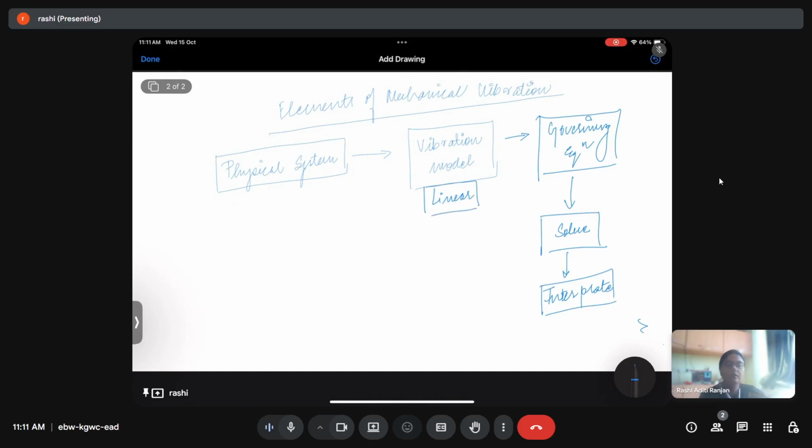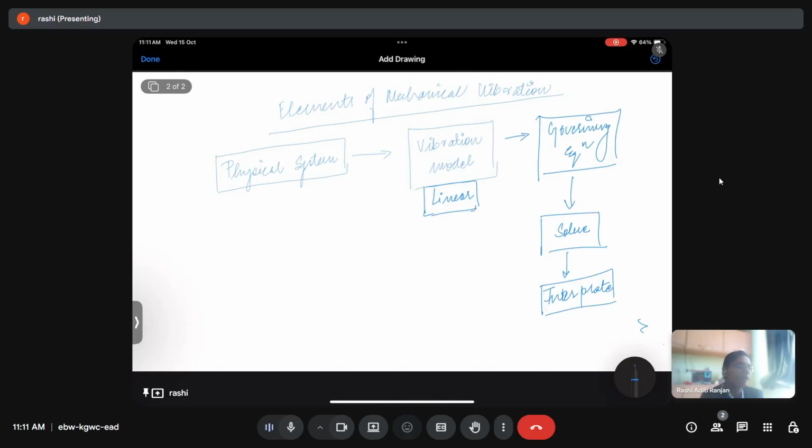We're not going into the non-linear part because then it becomes a more difficult case and it is still evolving. The non-linear vibrations are still evolving and there are a lot of things that need to be taken care of. Okay, so we are working on the linear system.